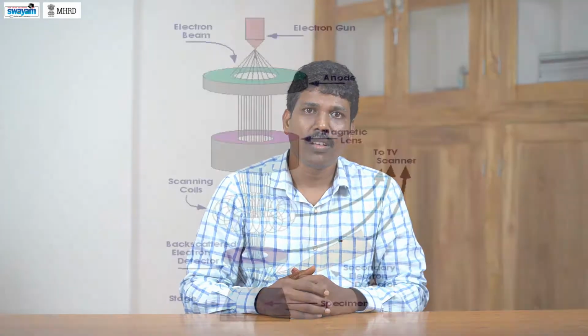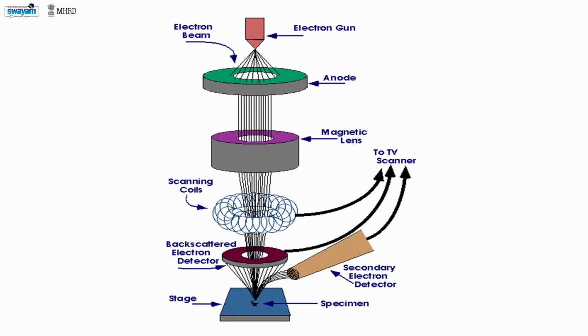Nowadays, most scanning electron microscopes have either a backscattered electron detector or a secondary electron detector along with the energy dispersive X-ray detector. A typical SEM will have an electron source or electron gun, electromagnetic lens, backscattered electron detector or secondary electron detector, and X-ray detector.